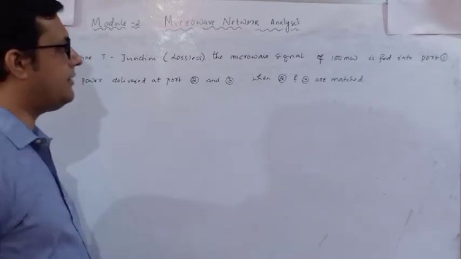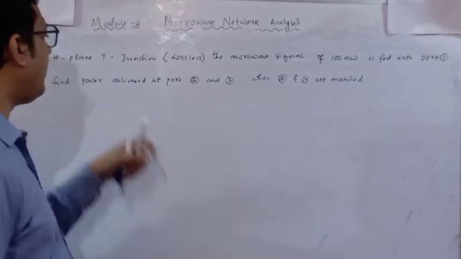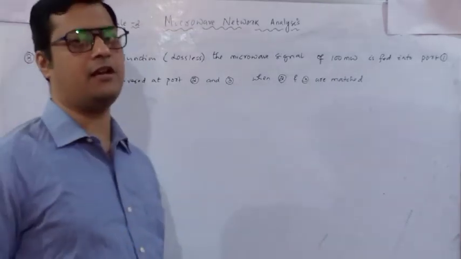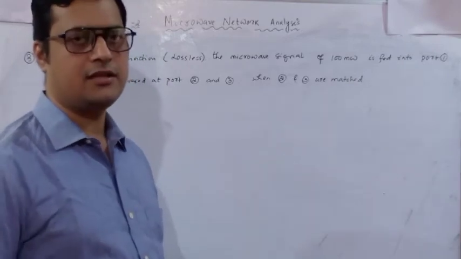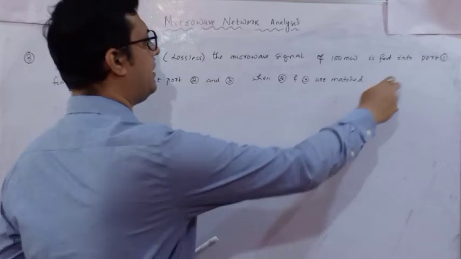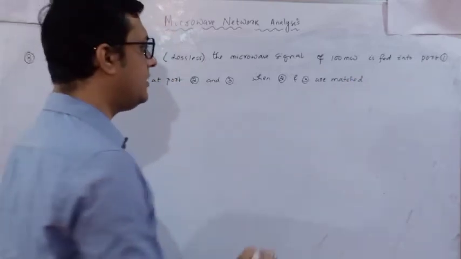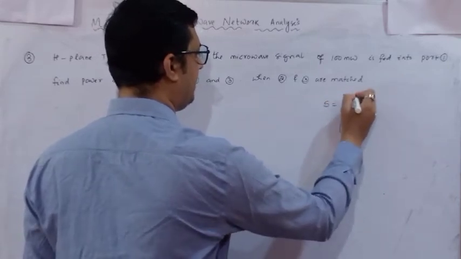A microwave signal of 100 milliwatt is fed to port 1, and we have to find the power at port 2 and port 3 if port 2 and port 3 are matched. It is similar to the first question, but here I have just given the power at port 1, and port 3 and port 2 are matched perfectly. Done. So if it is matched perfectly, then what will be my scattering parameters?